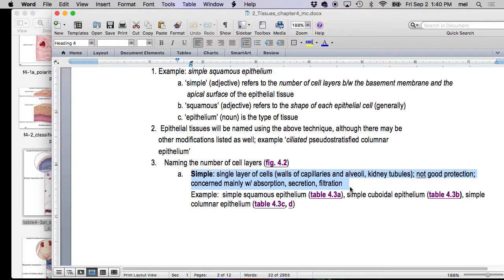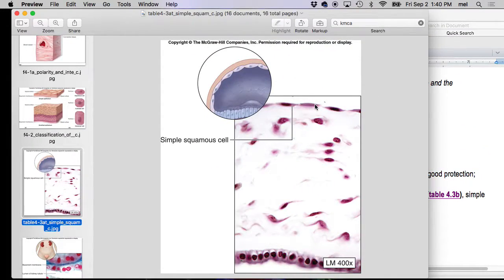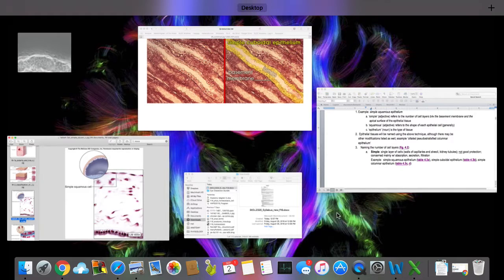Okay, so let's look at a simple squamous epithelium. So here's simple squamous epithelium in one figure. Okay, that tissue you are going to find lining the alveoli of the lungs, where you do gas exchange quickly in and out, okay? You'll also find it forming the capillaries. Capillaries need to do gas and nutrient and waste exchange really quickly.